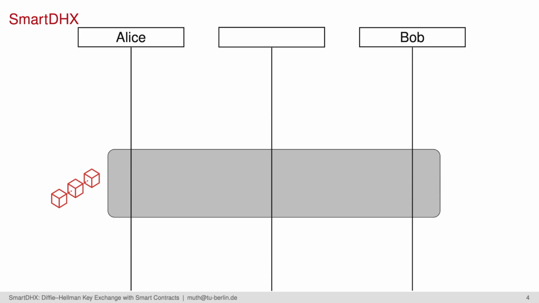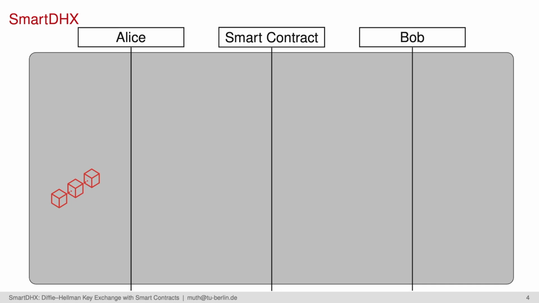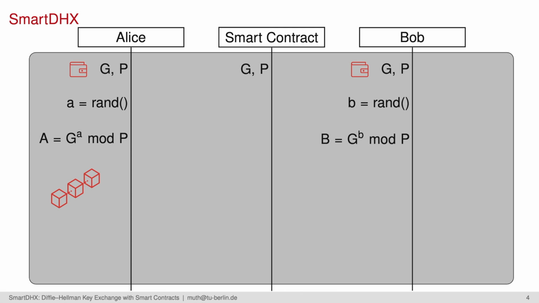Now to SmartDHX. We have the same two users who want to exchange a secret key, but with a man in the middle on purpose: a smart contract. It can contain program logic, and the correct execution can be verified by everyone. That is why we put all the key exchange logic in there. Again, the same values will be exchanged as before, and still the transactions will be signed.